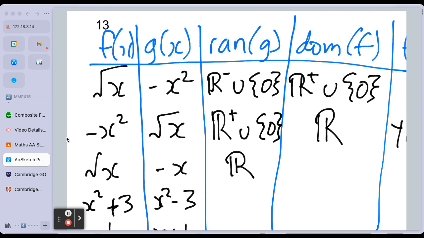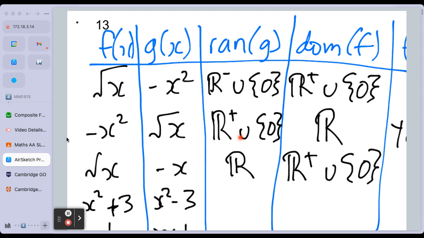Okay, root x is the domain of f. The domain of f has to be, for root x, what are the valid inputs? What can it accept? Well, if I gave it a negative number, we'd be looking at the square root of a negative number, and it doesn't exist. So you know that we have to restrict it to just positive real numbers or 0.